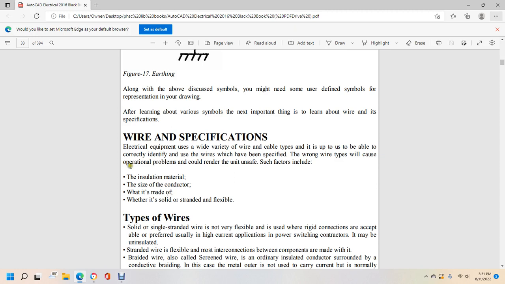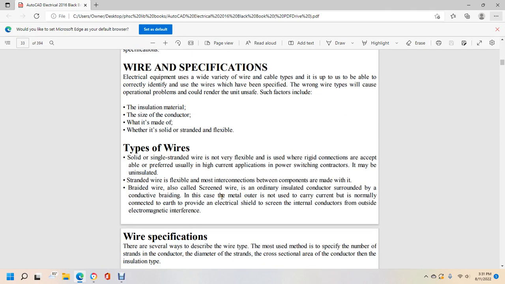Such factors include insulation material, size of the conductor, what it's made of, whether the size is solid or stranded, flexibility, type of the wires. Single solid stranded wires are not very flexible, used for the various connections. High current applications, such as power switching contactors, may be uninsulated. Standard wire is flexible; most interconnections between components are made with it. Braided wire, also called screen wire, is an ordinarily insulated conductor surrounded by conductive braiding.